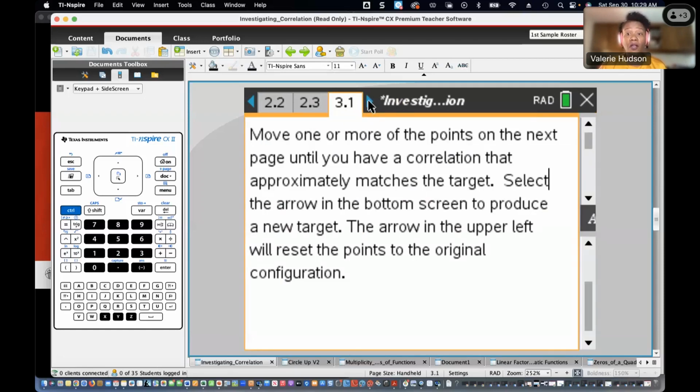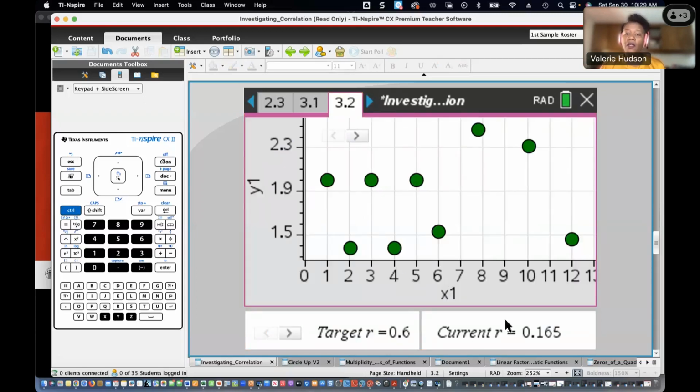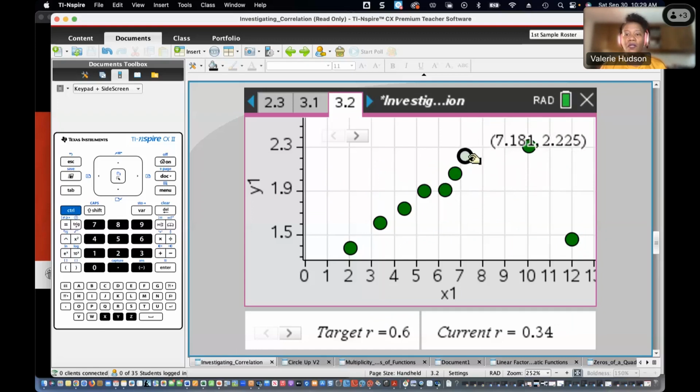The next page allows students to match a target. So this goes back to the idea that I previously said as far as moving a point or points on the graph to change the correlation coefficient. So they have their target here. This is their current correlation. So they have to move their data points in order to get as close to the target as they possibly can. And in this activity, the students are learning for themselves that the more linear we are, the closer we're going to get to a larger correlation.